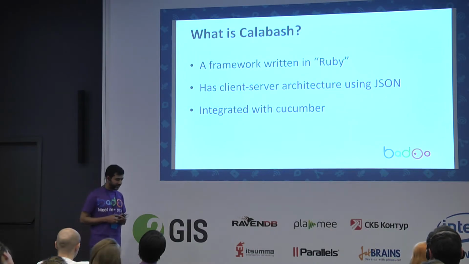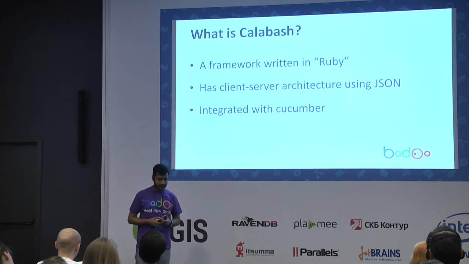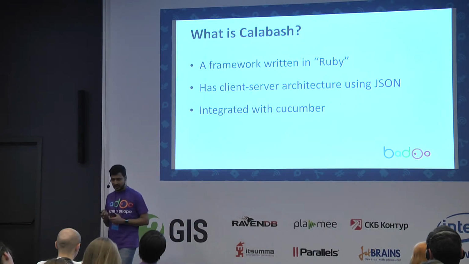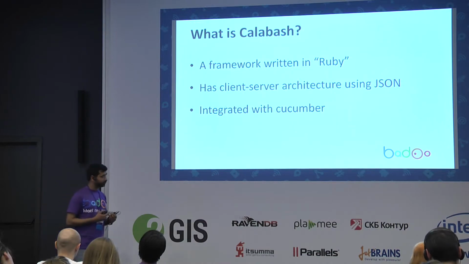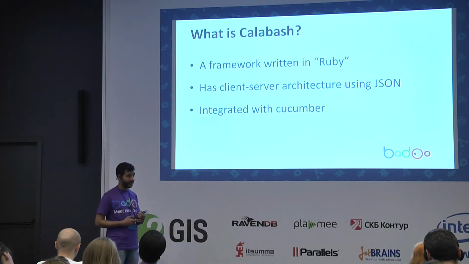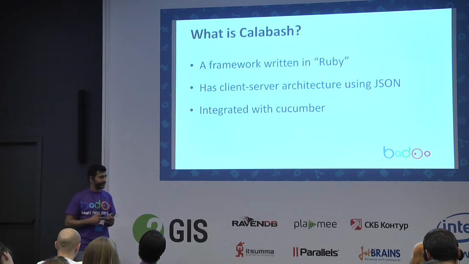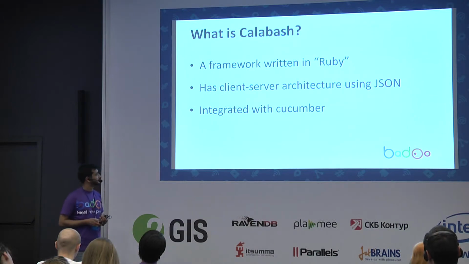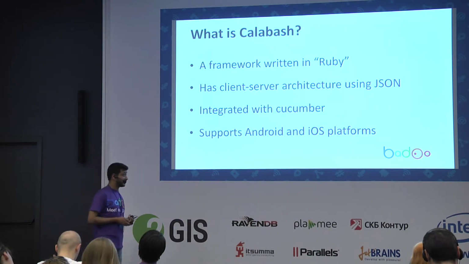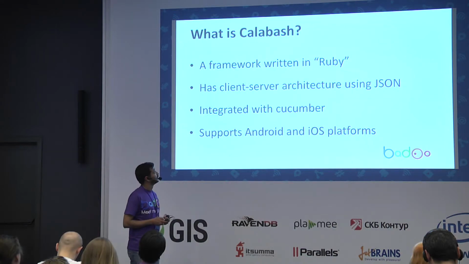And the coolest thing is that it is integrated with Cucumber. Cucumber is one of the web-based ideologies implemented, where you can write the BDD flow, and it has things like generating HTML reports and organizing your test cases based on tags. Since it has inherited from Cucumber, it gets all the advantages of it. And it only supports the Android and iOS platforms.